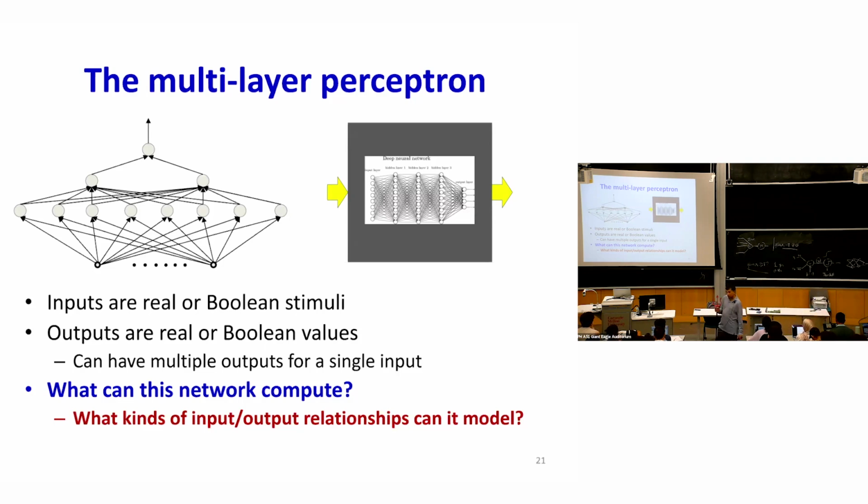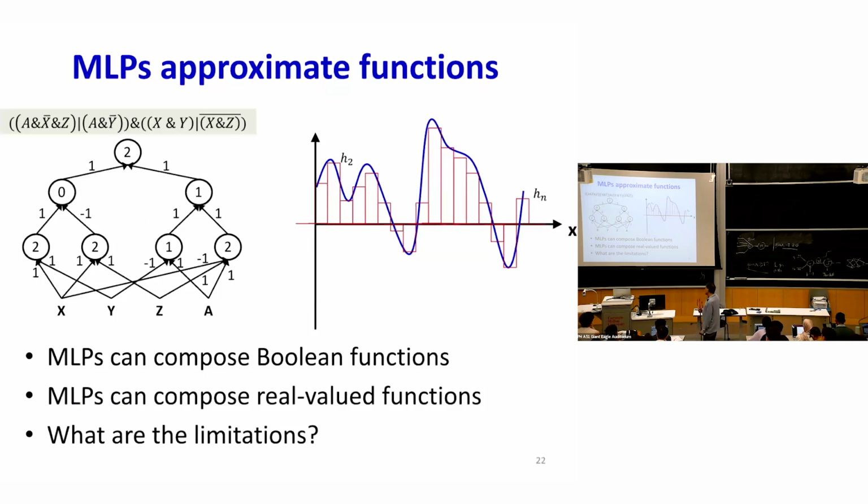Here's the general structure. What kind of functions? We know that this network is a function. What kind of functions can the network compute? What input-output relationships can it model? And what are the limitations? That's what we're going to cover in the rest of the class.